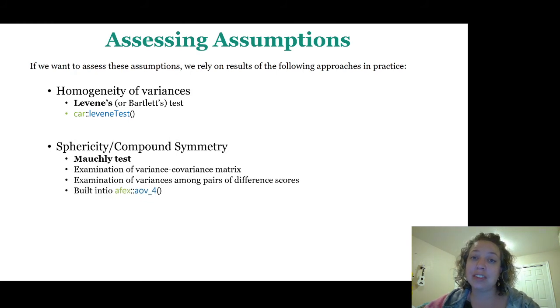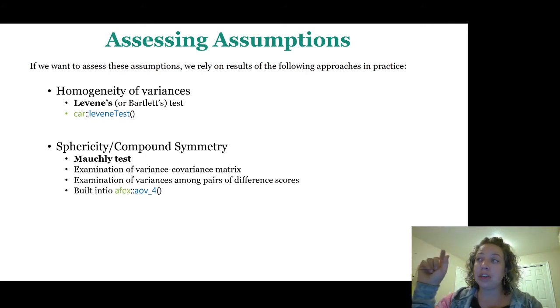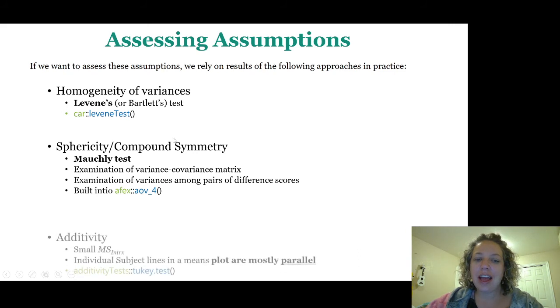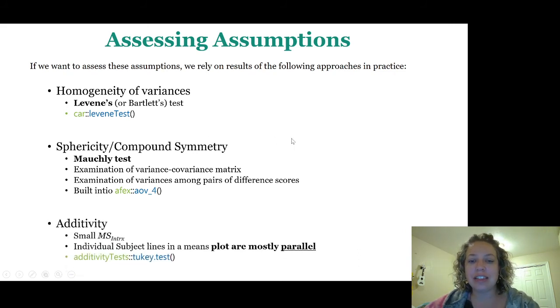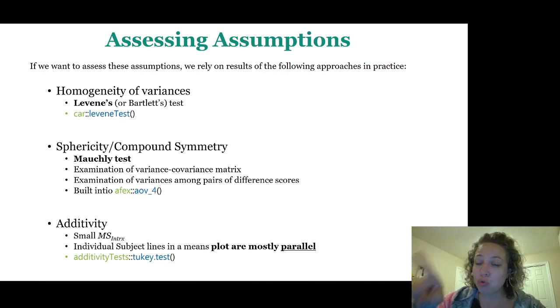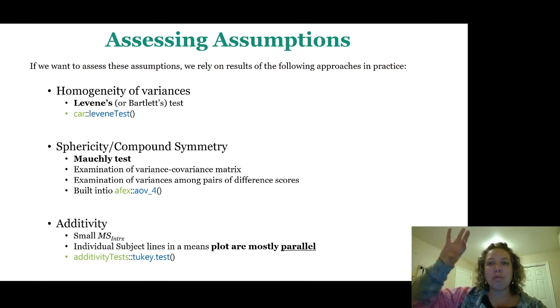We can do sphericity and compound symmetry with Mauchly's test. We can also construct the variance-covariance matrix and look at all the different pairings, but it's also built into the afex package. And additivity: there is a test for additivity by Tukey, but usually we want to look at the plot. Additivity is okay if the plot, when we have one line per person, shows lines that are mostly parallel. Not that the lines are straight all the way across, but they're all parallel.